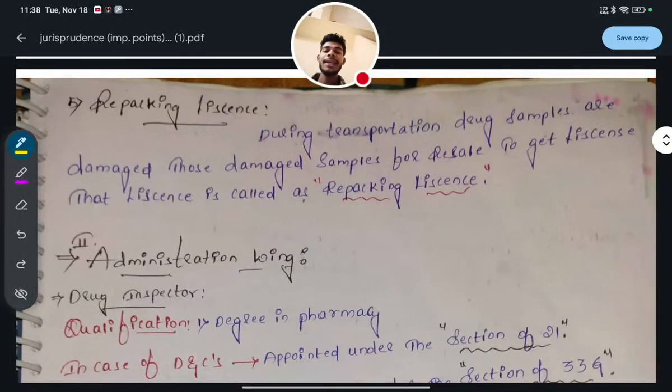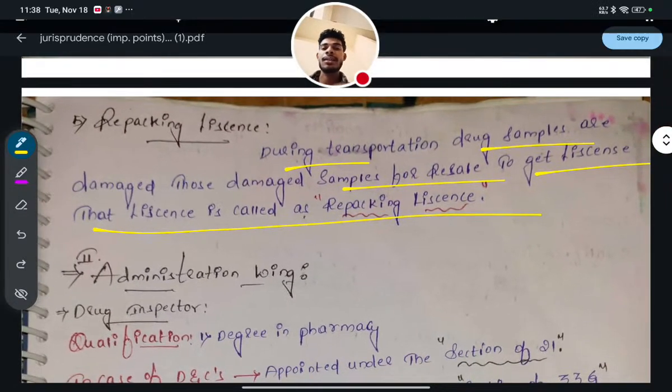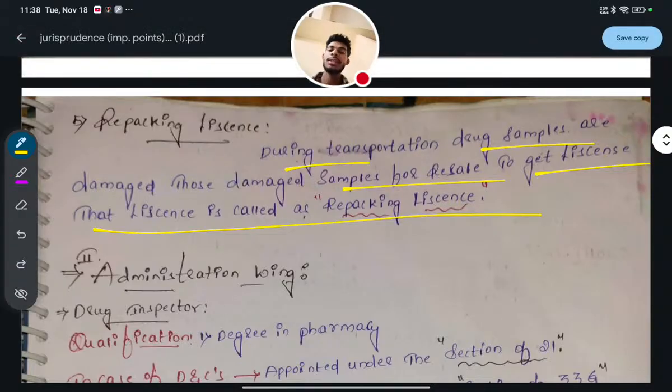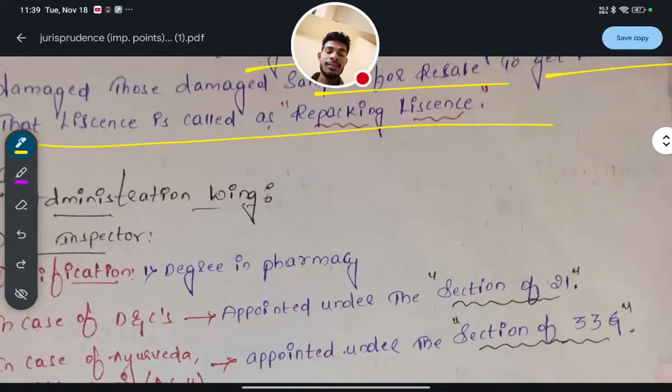Next, repacking license. Repacking license means during transportation, drug samples are damaged. During transport some drug will be wasted or destroyed, or some samples will be damaged. To repack all the samples and to sell them again, the license which is issued is called a repacking license.